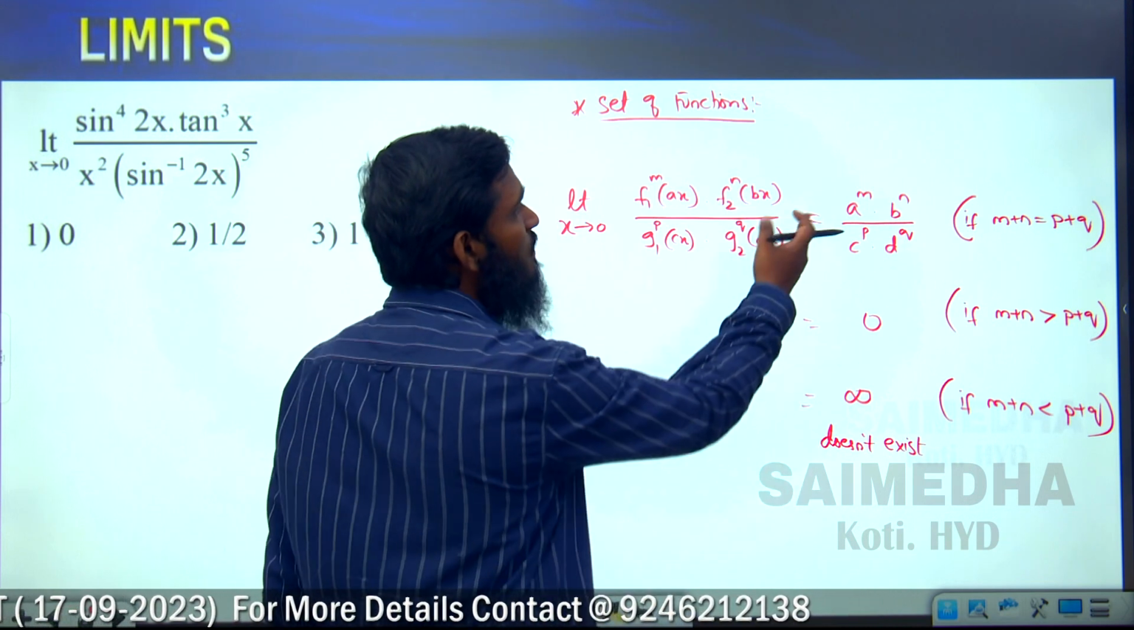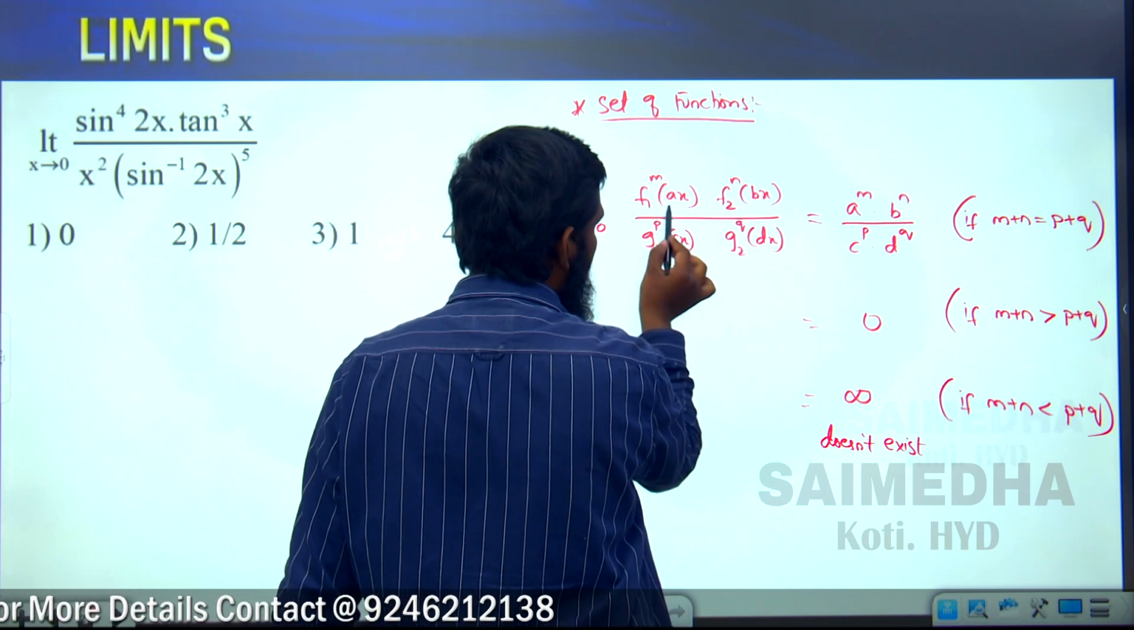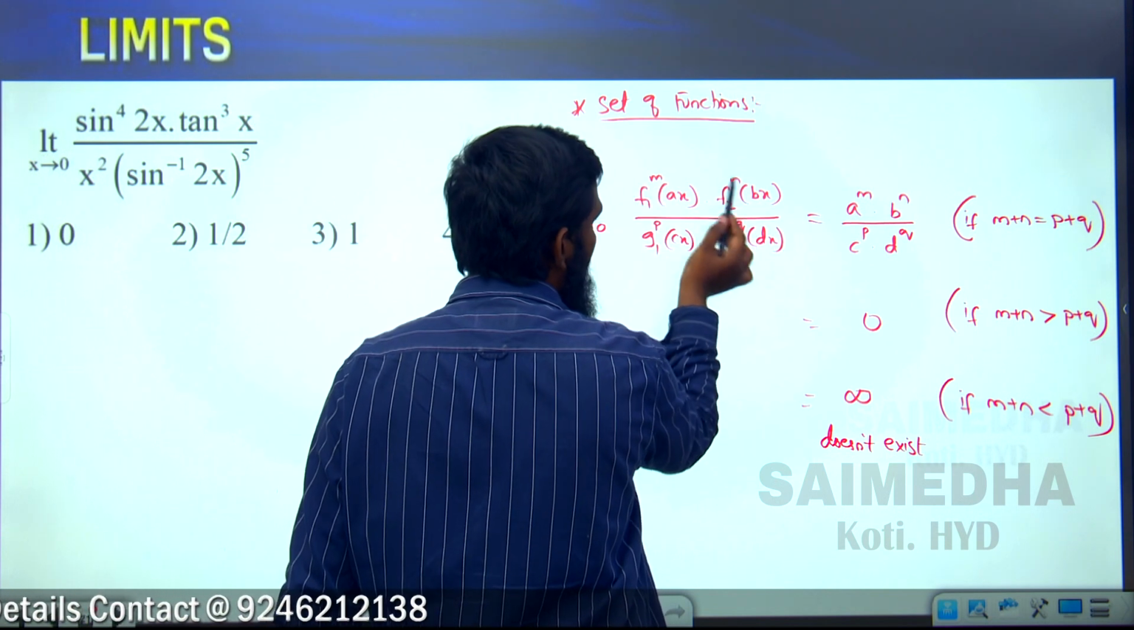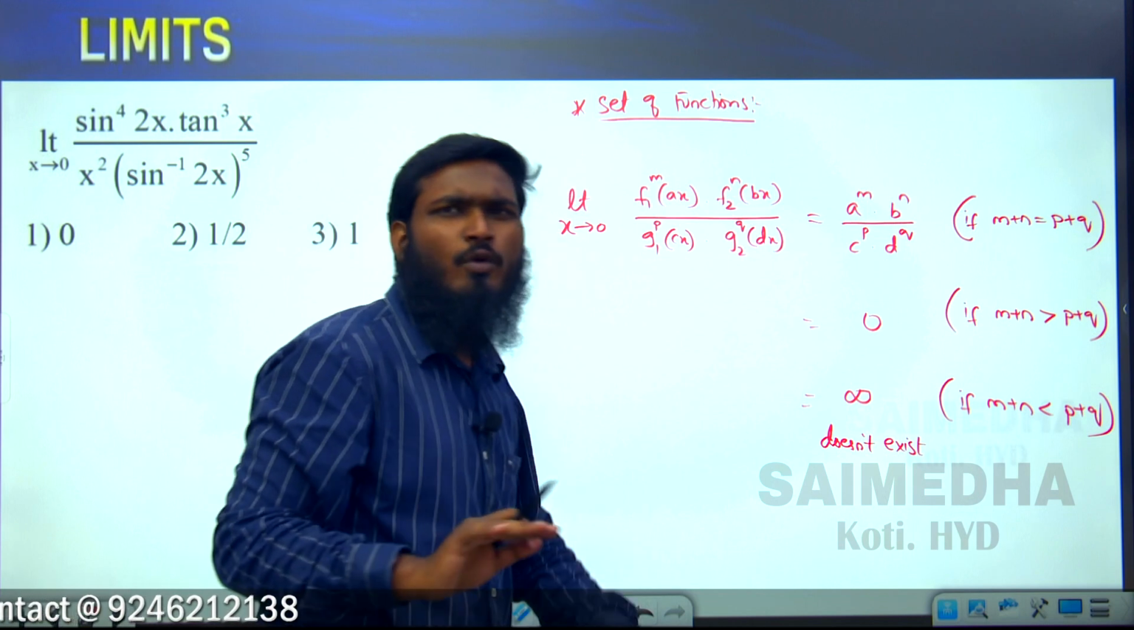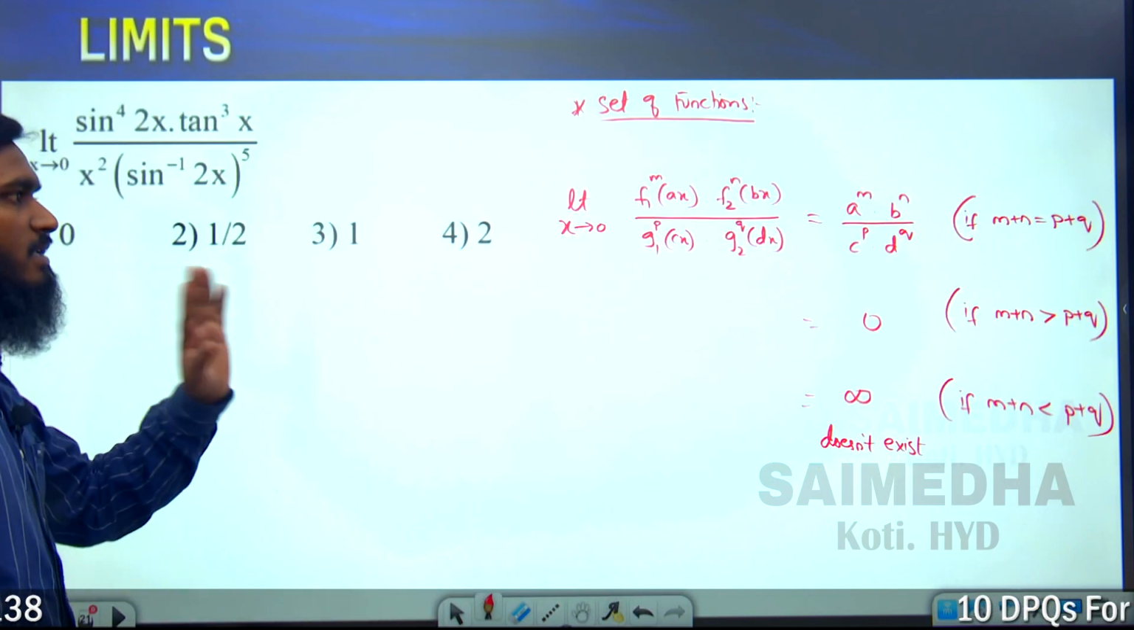Okay, now this formula is also nothing difficult. We are writing a power m into b power n divided by c power p into d power q. No need to learn this formula by heart also.